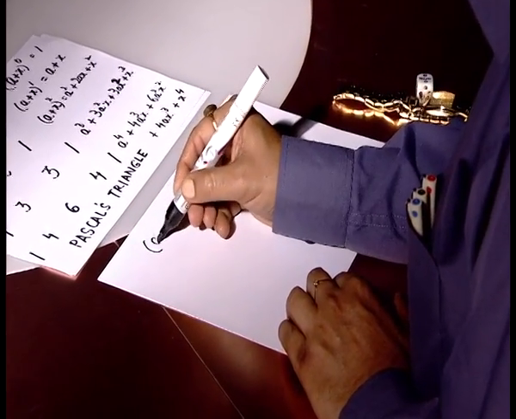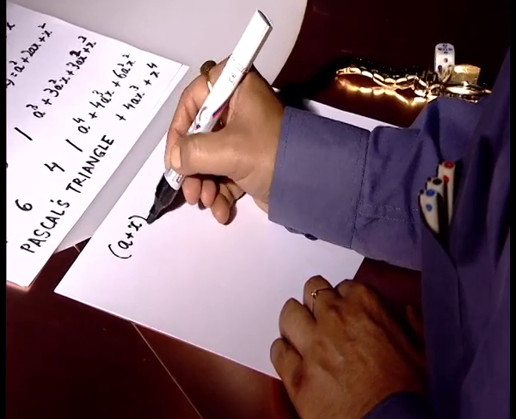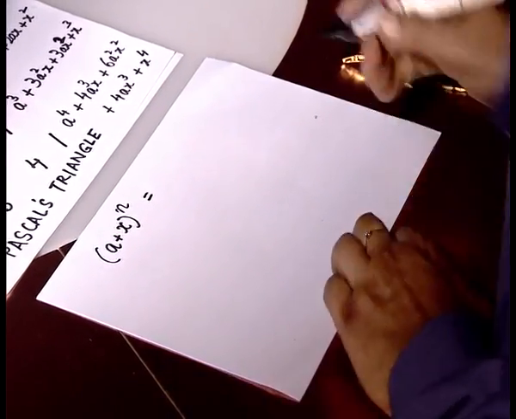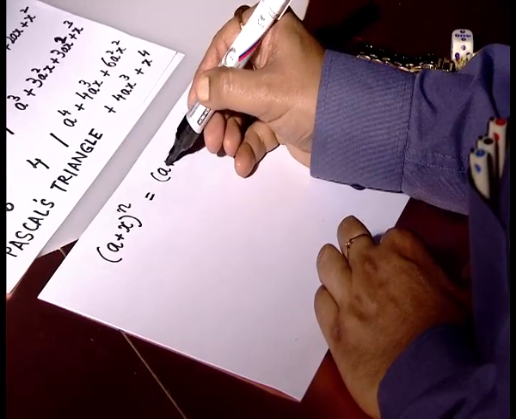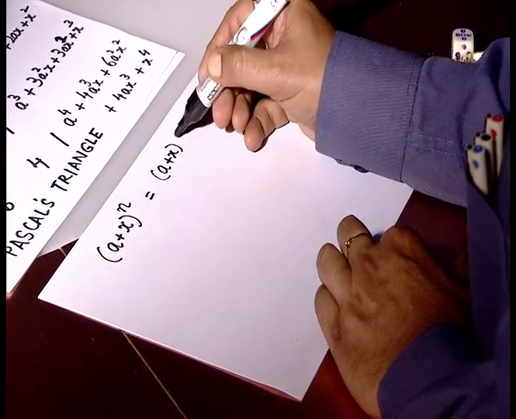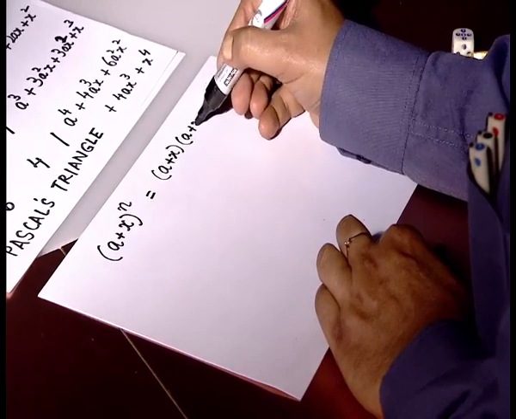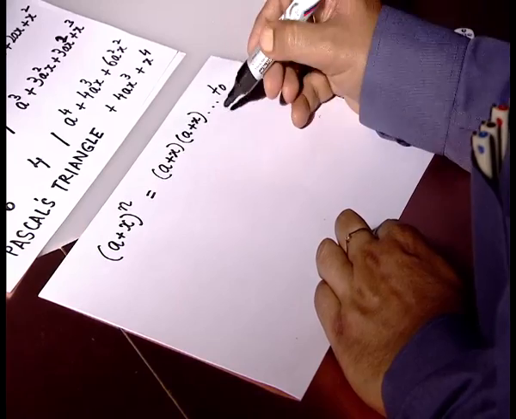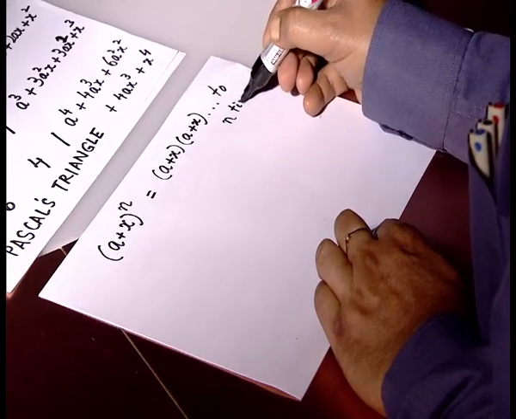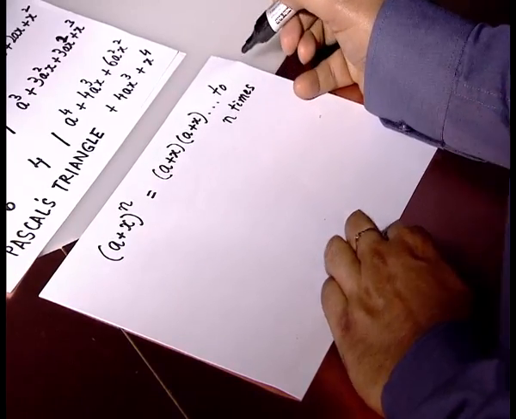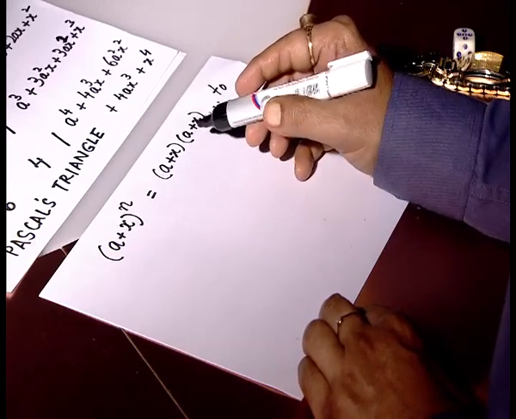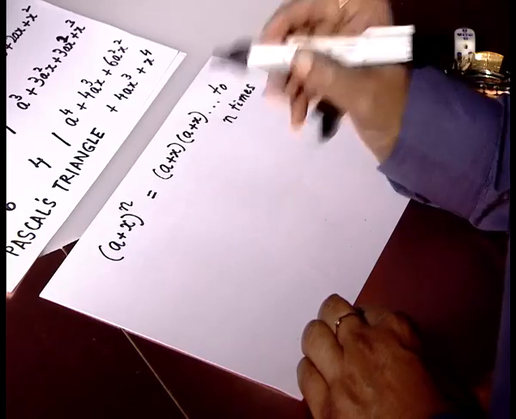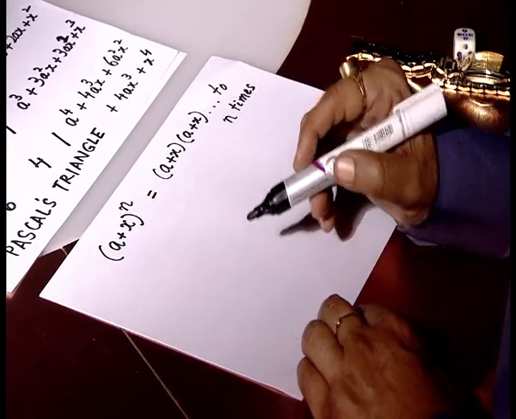See, (a plus x) whole to the power of n, that is what we have to determine, is (a plus x) into (a plus x) and so on up to n times. So, there are n brackets and each bracket contains a and x, a 1s and x 1s.